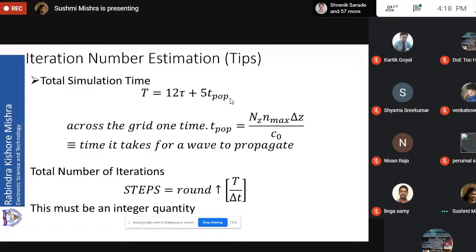So from that you find out this. So that gives you the total simulation time. Total number of iterations that you have to find out, people call NT, or some people call steps. So steps will be the total time it requires divided by delta t, rounded up in the upward direction, or here you can use the CL function exactly as in the previous case. So this must be an integer. Once you know what delta t is and you know the total simulation time, then you can find out how many steps. So that is done.